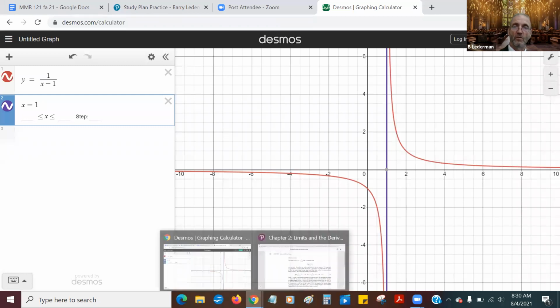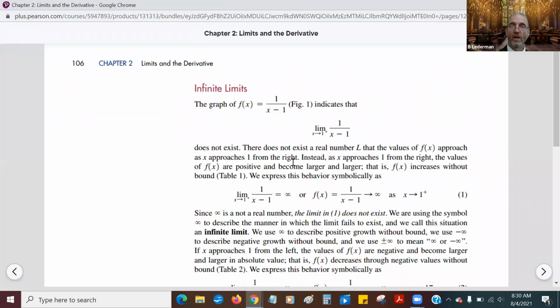Let's go back to where we were. Anyway, there's no actual number because it gets bigger and bigger and bigger. I can't say that the limit is 100 because it gets bigger than 100 as I get closer to 1. I can't say the limit is 1,000 because it gets bigger than 1,000. I can't say a million, a billion, or even a trillion because it gets bigger than that. So we just say infinity, even though infinity is not a number. We're using infinity to describe the manner in which the limit fails to exist. It doesn't exist because it just gets super big and there's no number that it ever equals. It's bigger than any number you could come up with.